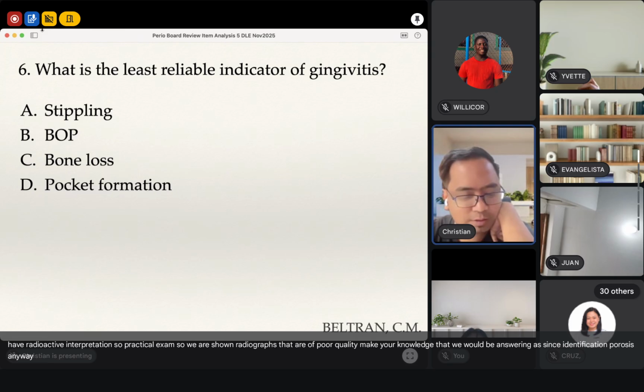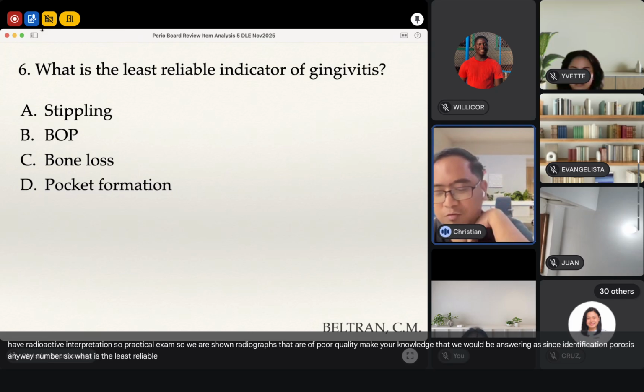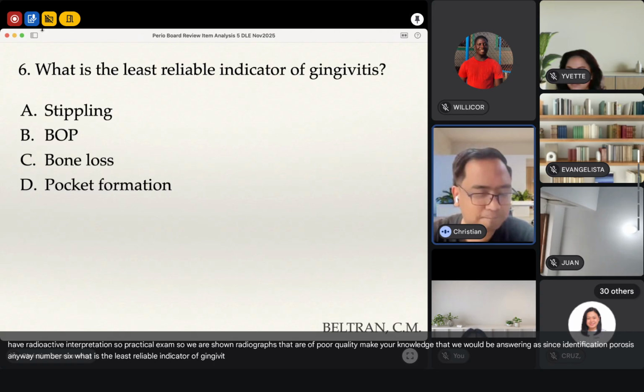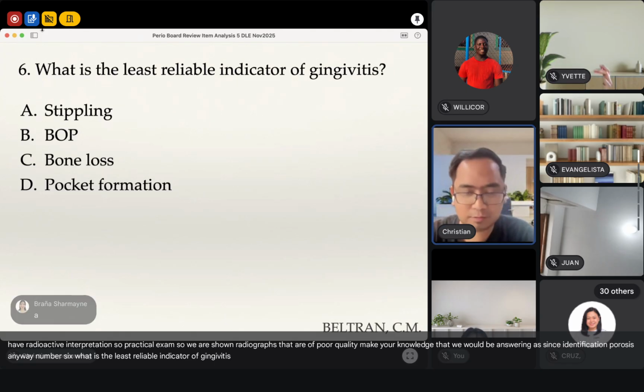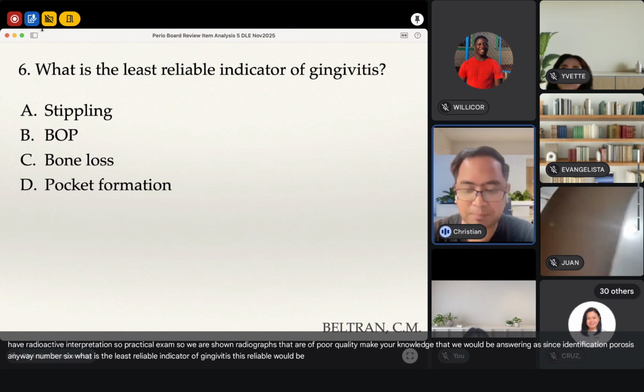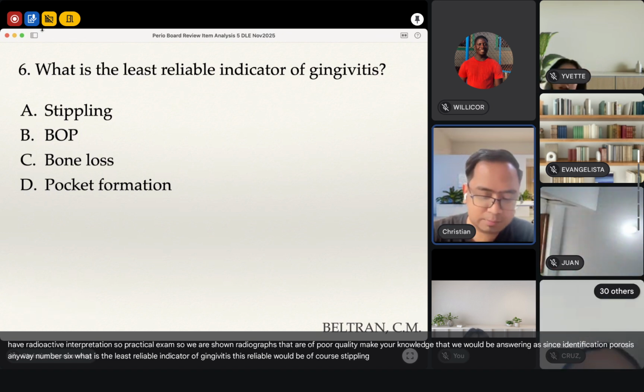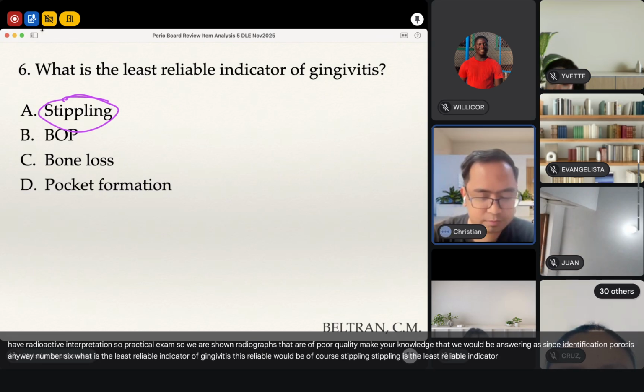Anyway, number 6. What is the least reliable indicator of gingivitis? Least reliable would be, of course, stippling. Stippling is the least reliable indicator. Okay.